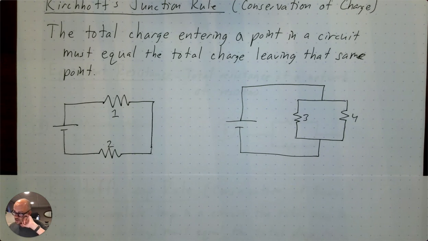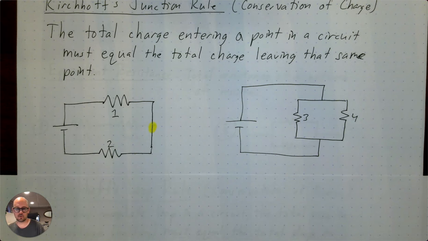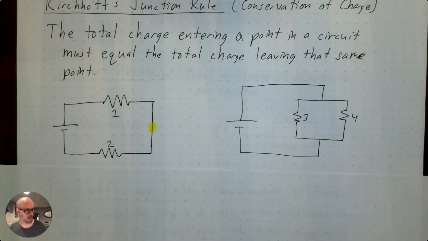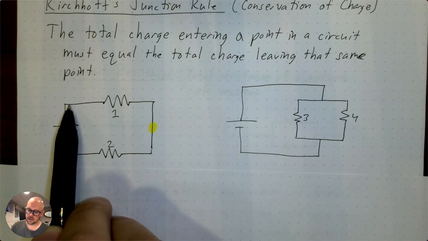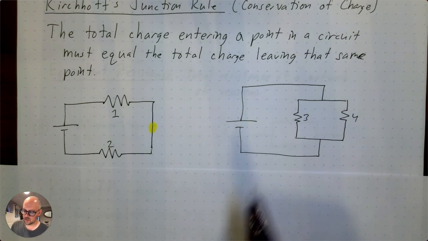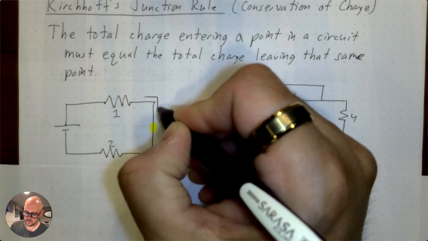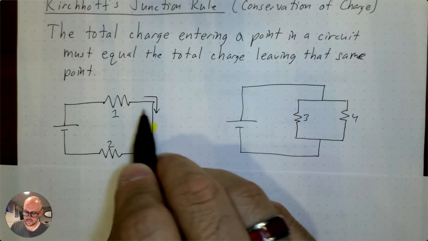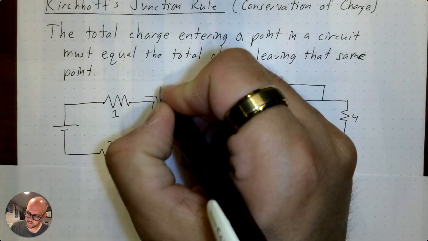The total charge entering a point in a circuit must equal the total charge leaving that same point. So we're going to focus on that point right there. I can choose any point I want, but I chose that one. In a circuit, the current leaves the positive terminal of the battery, and it travels all the way around the loop until it gets back to the negative terminal of the battery. So if this is the point that I focus on, there's a certain amount of current that's going into that point. Now that current just passed through this resistor, so we're going to call this I1.